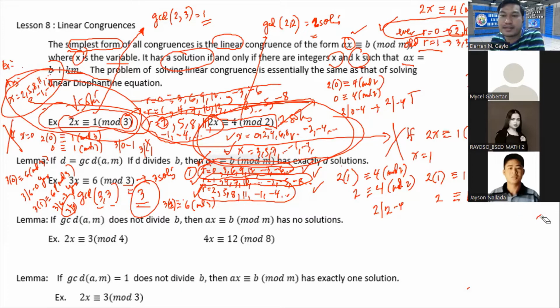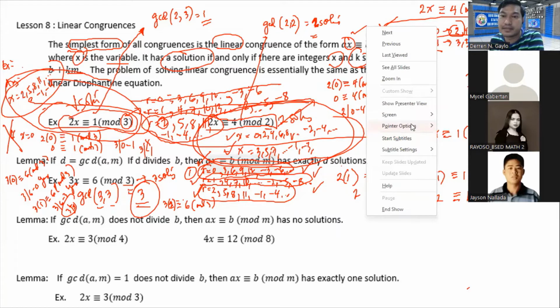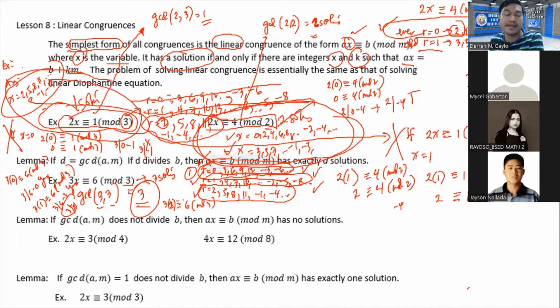Okay, we have also another lemma. If the greatest common divisor of A and M does not divide B, then AX congruent to B modulo M has no solutions. So na po'y tendency nga walay solution. Kung ang GCD daw does not divide B.